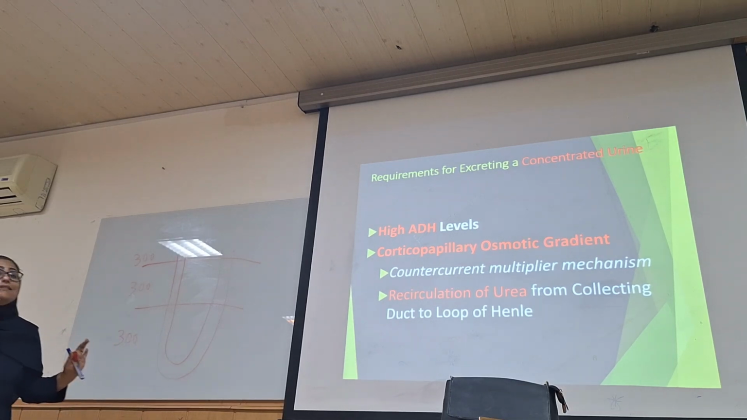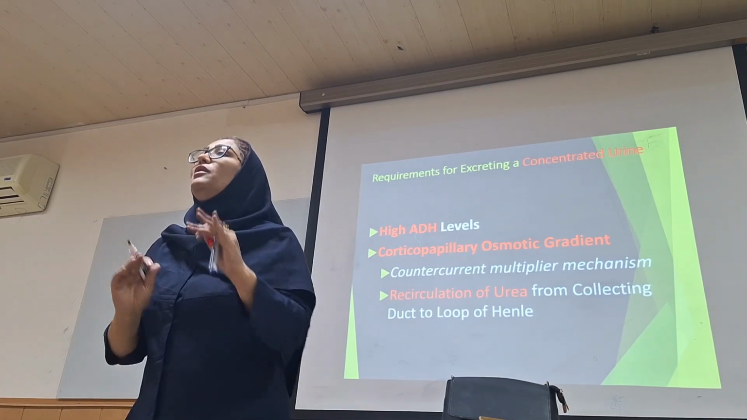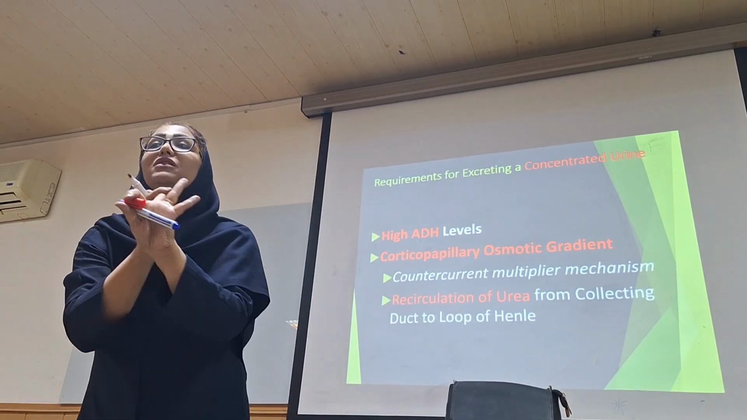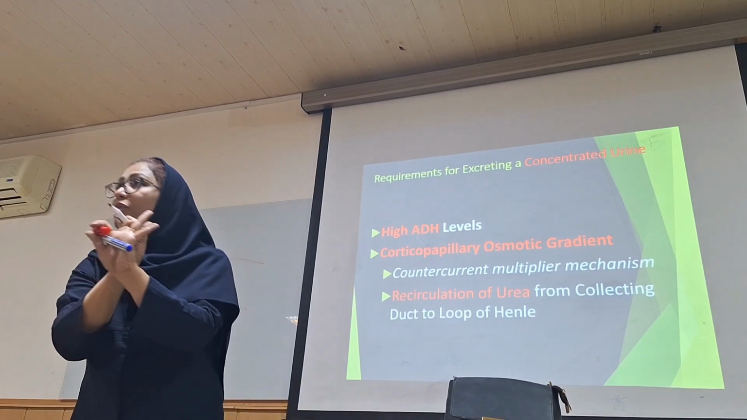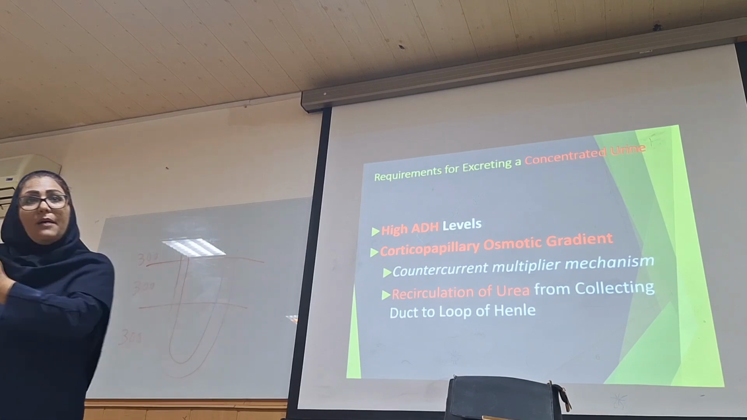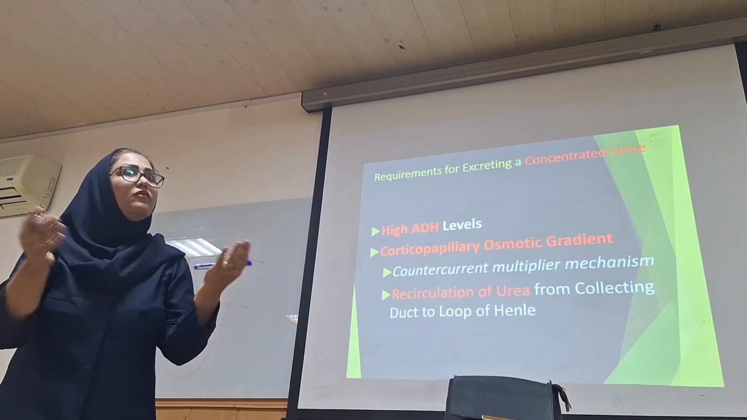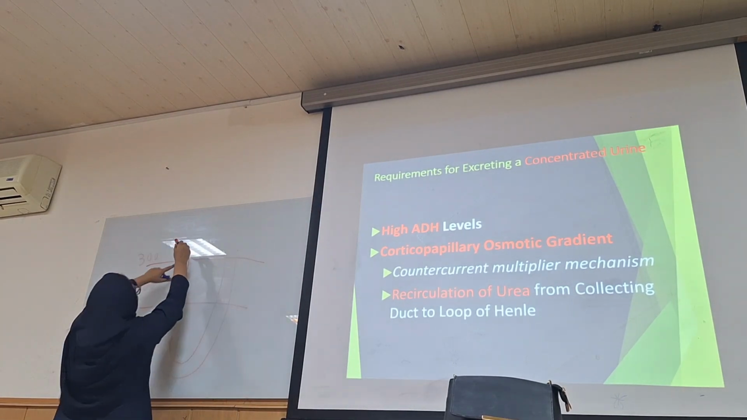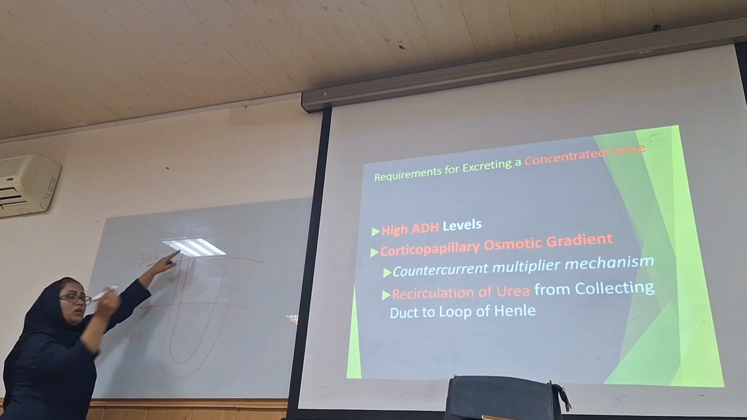I told you at the end of the proximal tubule, the fluid is isosmotic with plasma. Why? Because the same amount of water and solute are reabsorbed together: 65% water, 65% solute. It means the fluid here is isoosmotic with plasma. Okay?